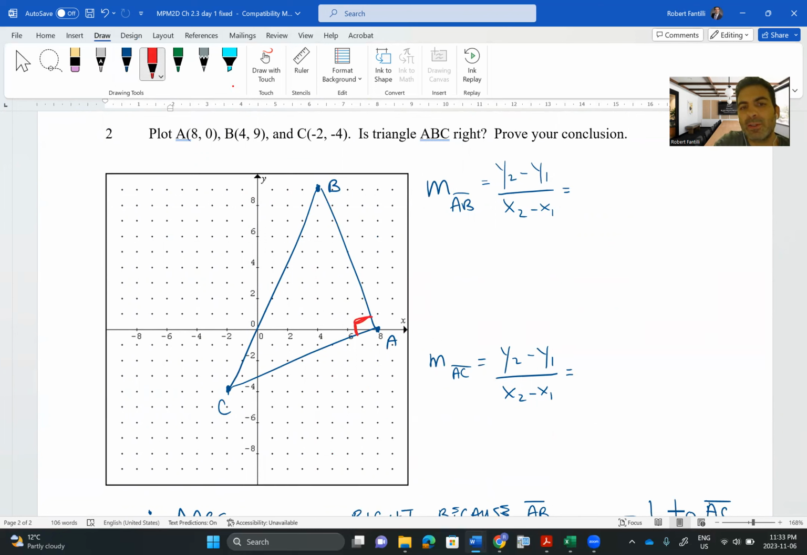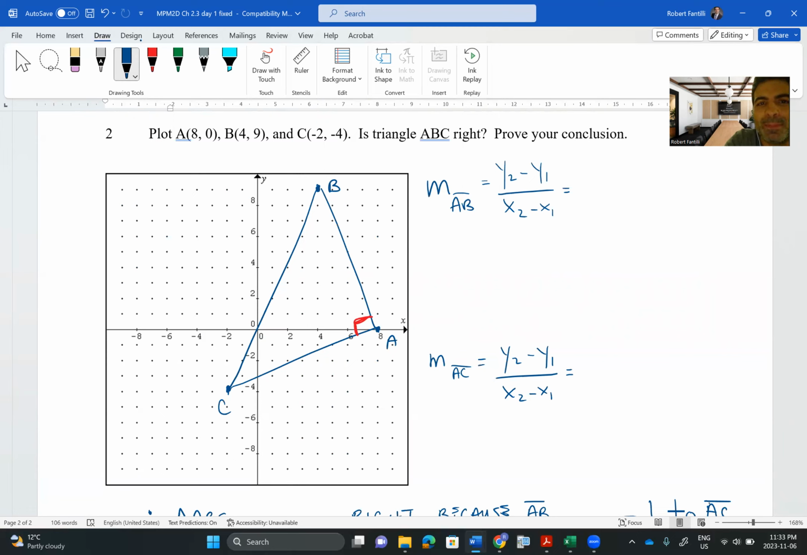So in order for us to determine whether or not it's a right triangle, a right angle really means perpendicular slopes, right? So if that's the case, let me go ahead and calculate the slope of line AB and then the slope of line AC. And if those slopes are negative reciprocals, then we have a right angle triangle. If they're not negative reciprocals, we don't have a right angle triangle.